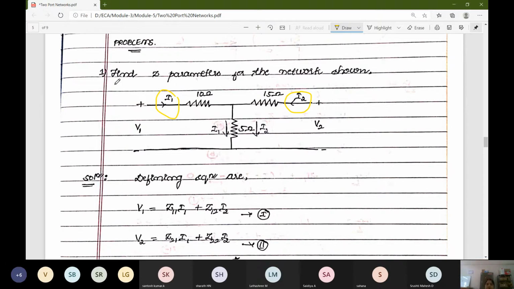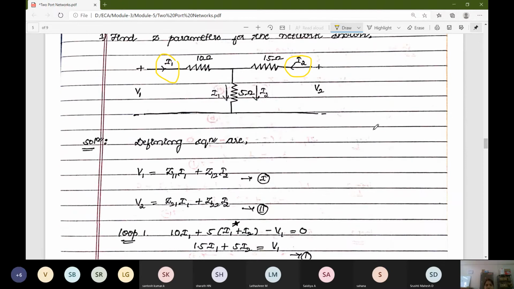So what they have told you: find Z parameters for the network shown. To find the Z parameters, what is the important thing? First we have to write the equations of Z parameters. So V1 is equal to Z11 I1 plus Z12 I2, and V2 is equal to Z21 I1 plus Z22 I2. First write down the equations. Here we have to find out Z11, Z12, Z21, Z22. These are the parameters we have to find.